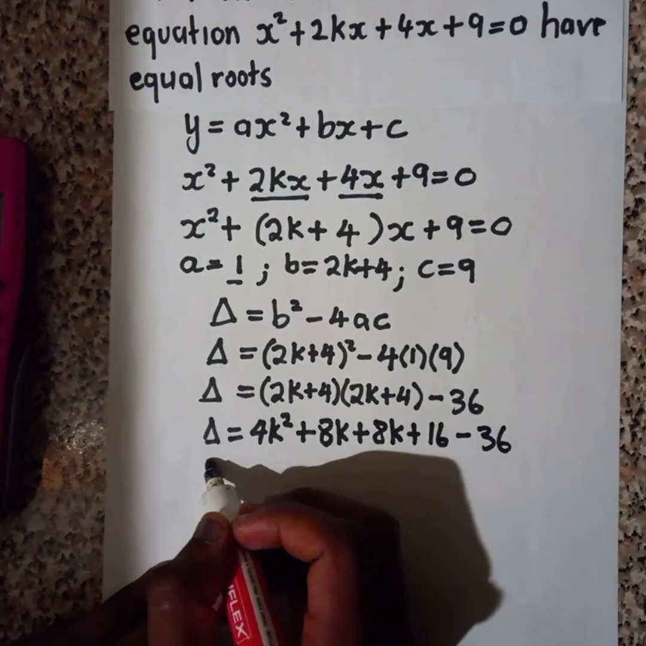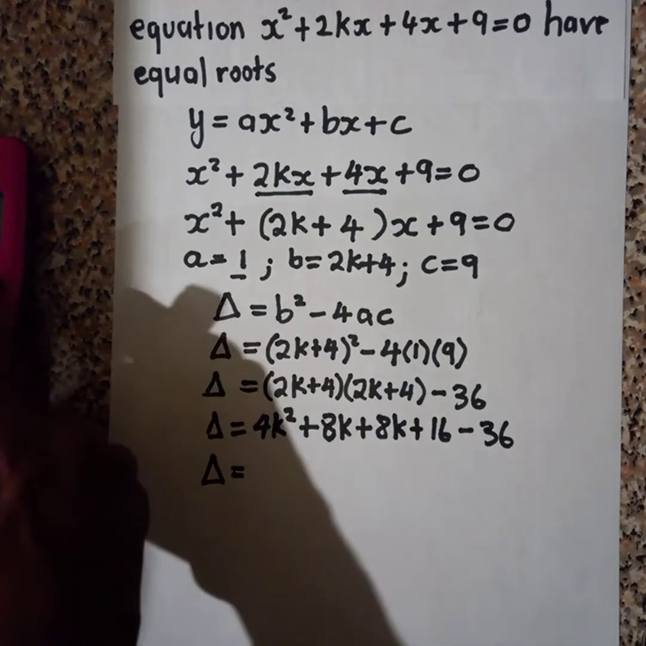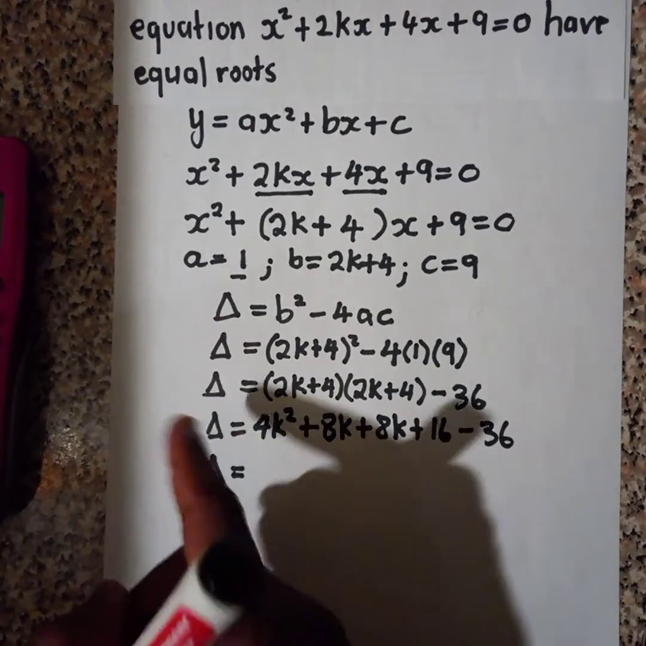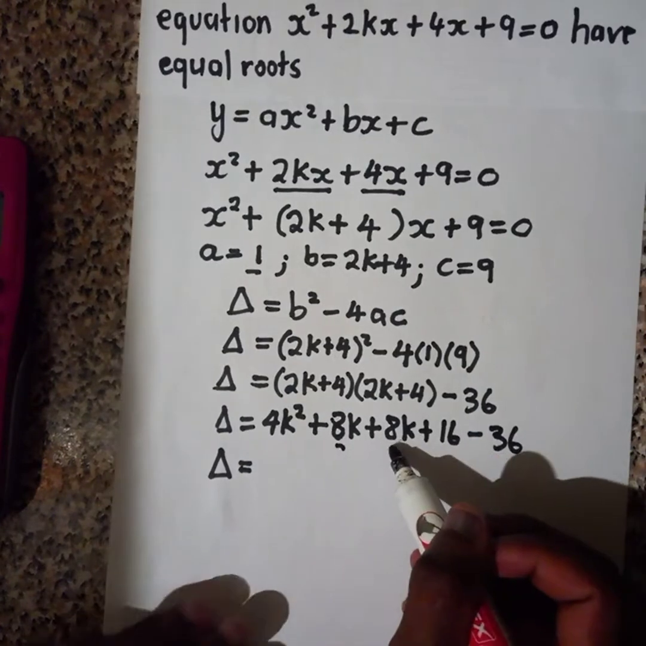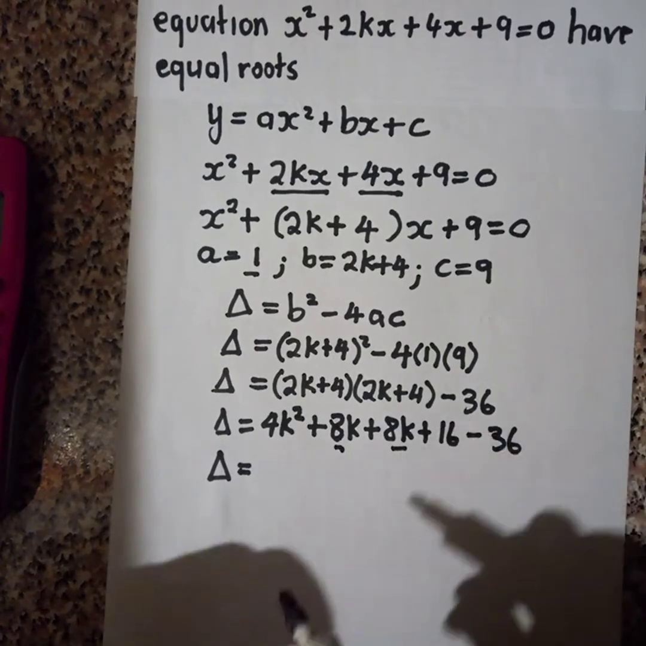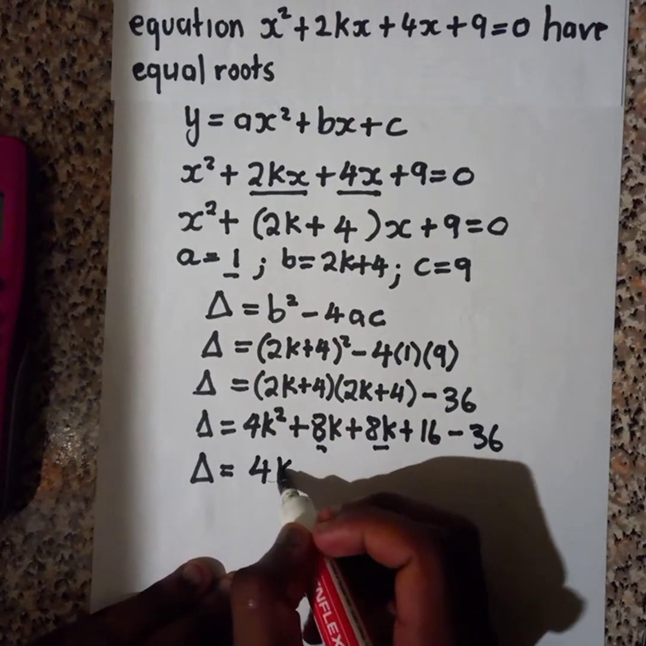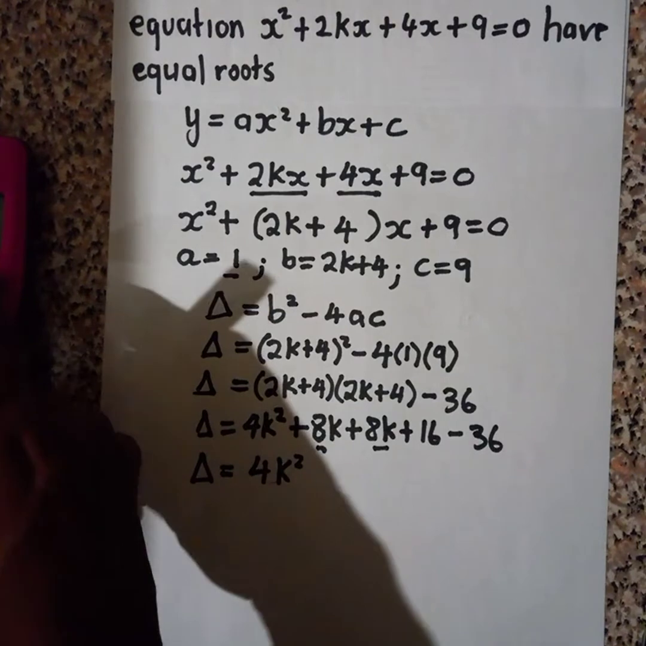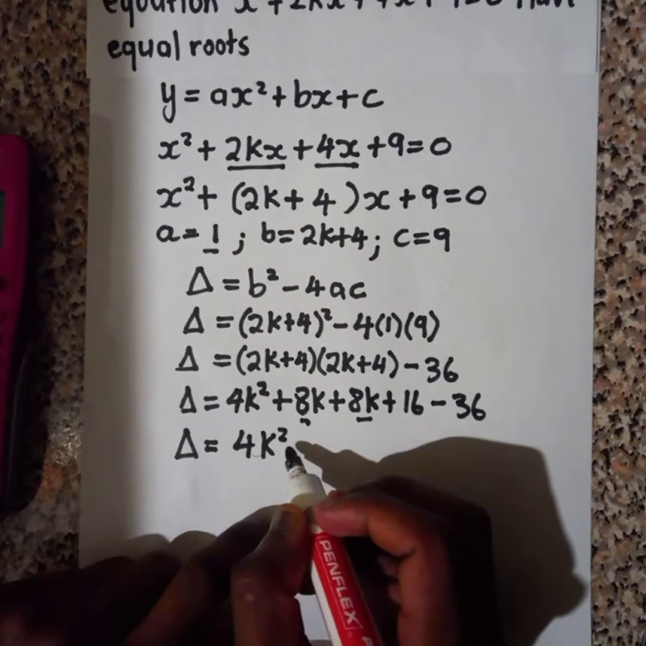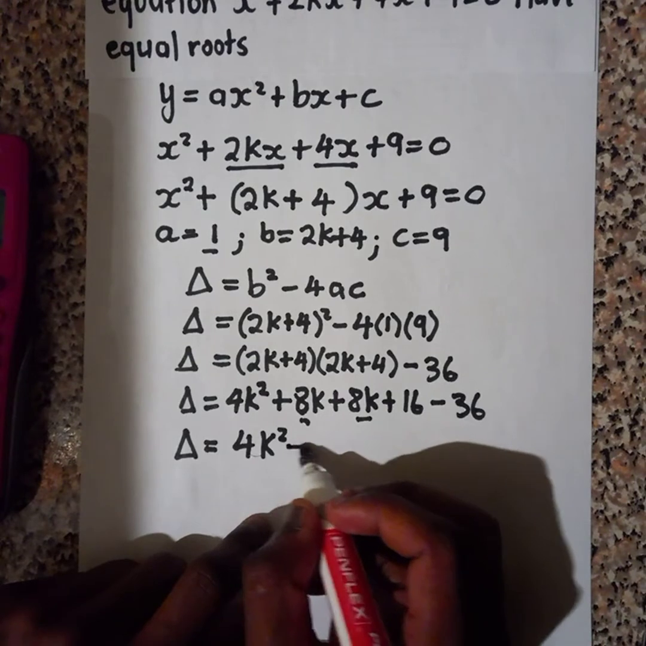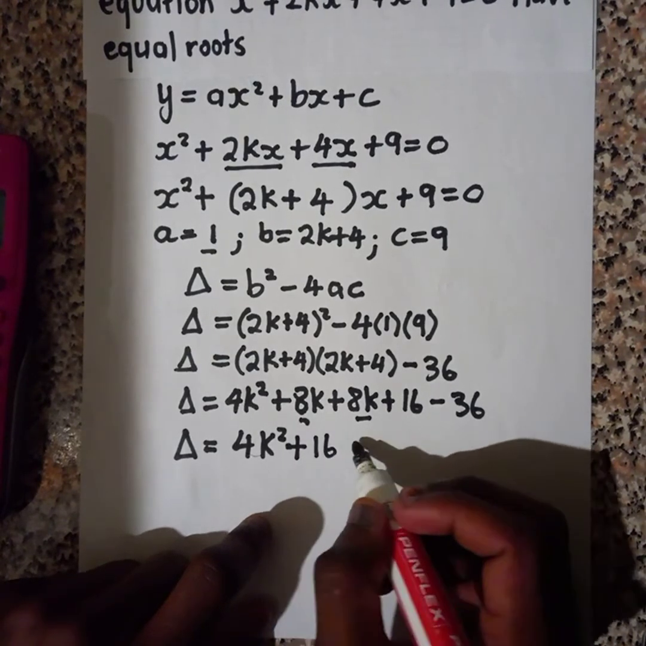At this point, we are going to add what? Our like terms, which are 8k plus 8k. Our first like terms, let us add them. 8 plus 8, you are going to get 16. Then you write your 16k.